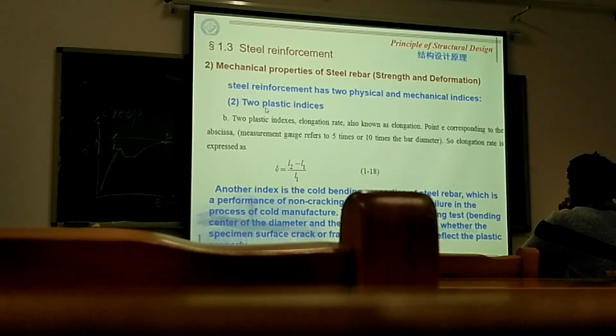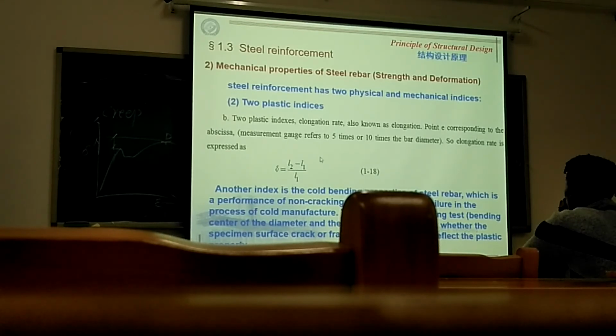So there's also those two plastic indices. Elongation rate, also known as elongation, corresponds to the abscissa measurement, which refers to 5 times or 10 times the bar diameter. So the elongation ratio is expressed like this.